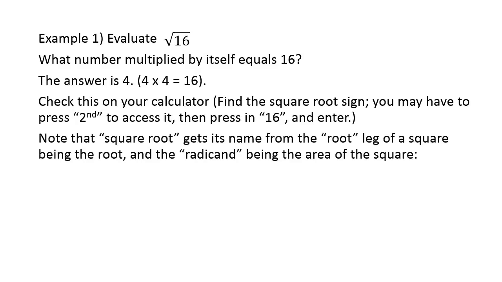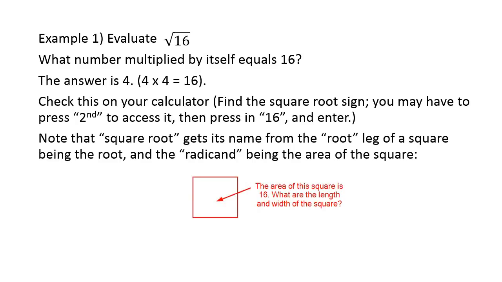Note that square root gets its name from the root leg of a square being the root, and the radicand being the area of the square. So here we have a square. The area is 16, let's say. What are the length and width of the square? Well, they are 4 and 4. Again, another name for the length of the leg of the square is the root. That's why we call it the square root.